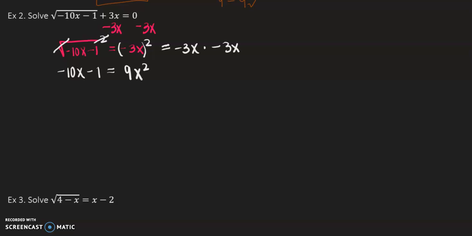Okay, so now you're left with a quadratic. So you're going to go ahead and do plus 10x plus 1 on both sides. So you're left with 0 equals 9x squared plus 10x plus 1.